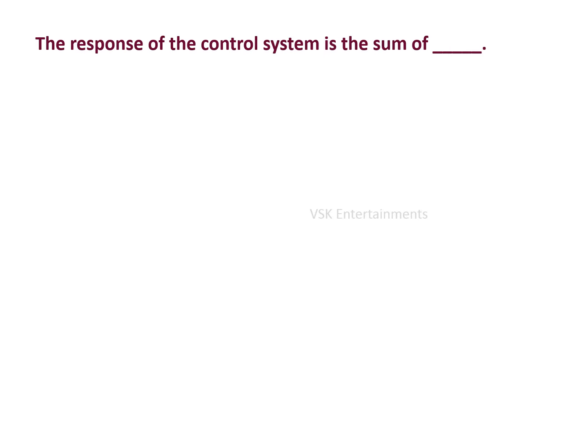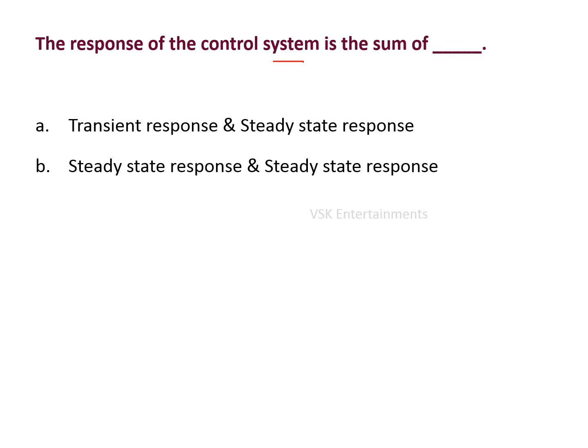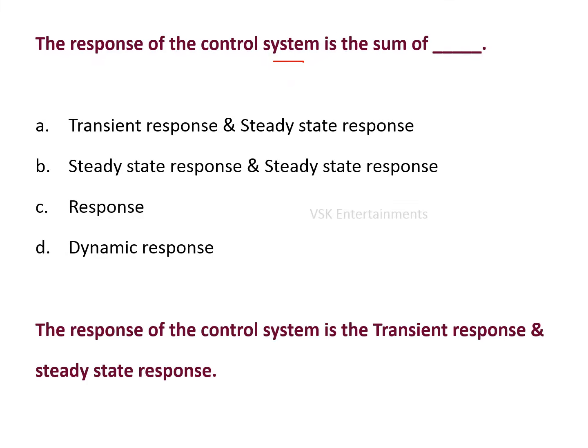Okay, coming to next one. The response of the control system is the sum of, options are transient response and steady state response, steady state response only, and dynamic response. If you consider any type of control system, the total response is the summation of transient response and steady state response. So option A is the right answer.